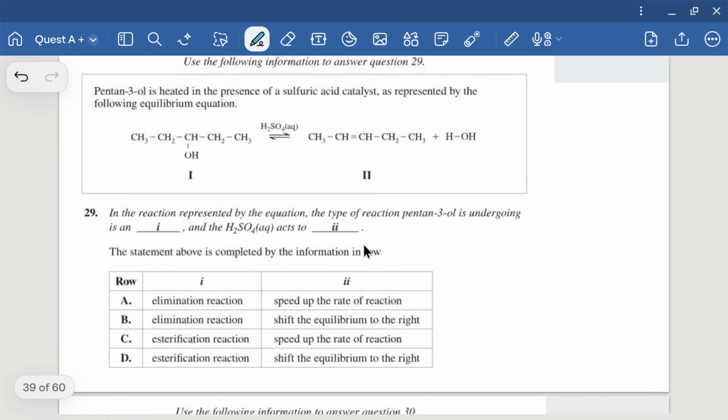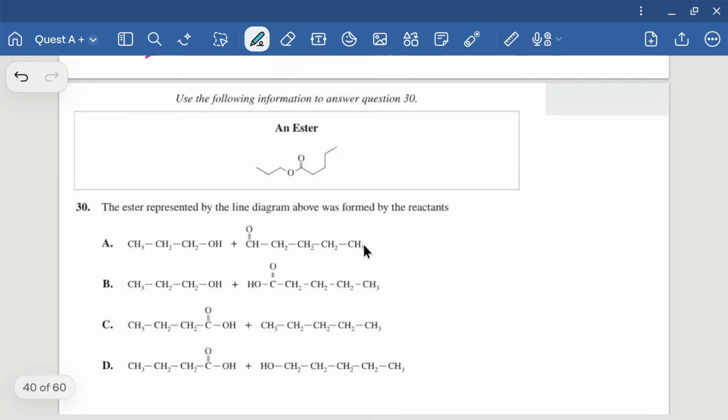Okay, so moving down to this one, we have our compound, and then we have 2 new compounds. This one, because we do have water here and a double bond forming, is going to be an elimination reaction. And this catalyst you see above is just going to speed up the rate of the reaction. It won't do any shifting because it's not in equilibrium.